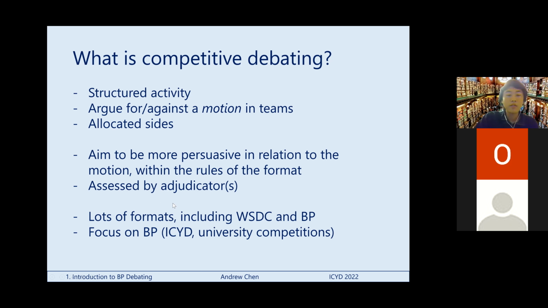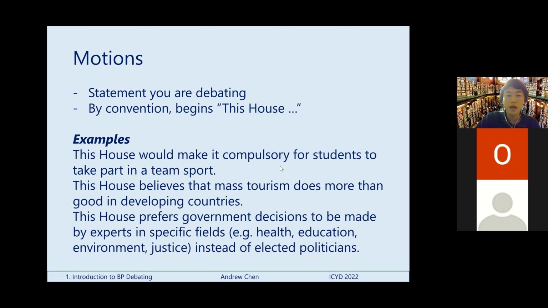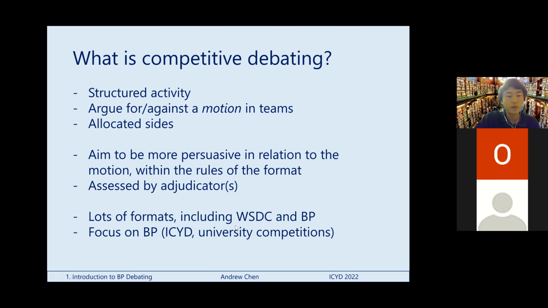There are lots of different formats of competitive debating, including WSDC, which is what's used for the World Schools Debating Championships, and BP, which stands for British Parliamentary, and that's the format that we use for ICYD, and also the vast majority of university competitions and other competitions run by universities, such as the Oxford Schools competition.